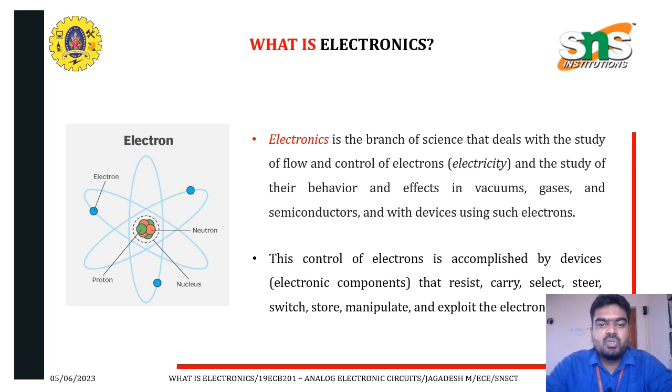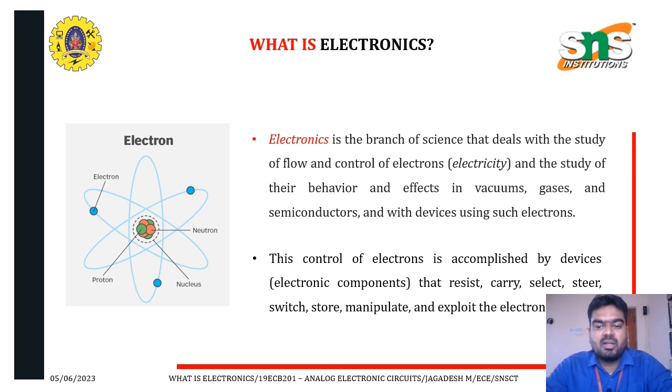So what is electronics? Electronics is the branch of science that deals with the study of the flow of electrons. That is the simple term. That means the study of flow and control of electrons. The flow of electrons is called current, that is electricity, and we study their behavior and effects in vacuums, gases, and semiconductors, with devices that use electrons. This is the definition of electronics. Simply, electronics is nothing but the study of flow and control of electrons.